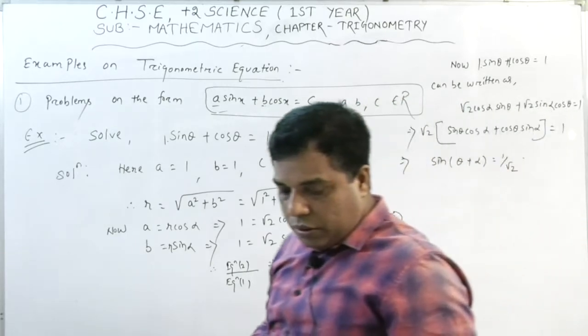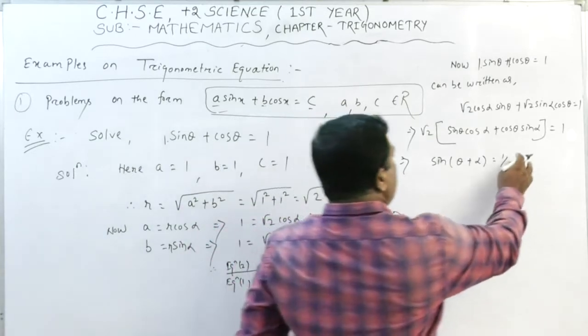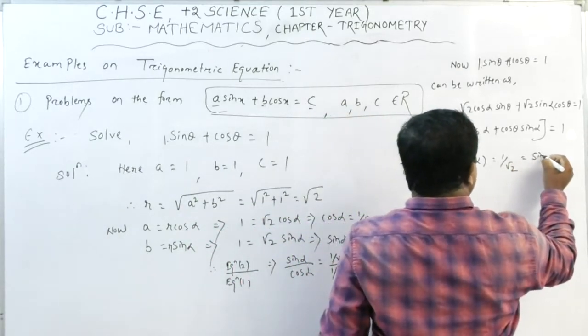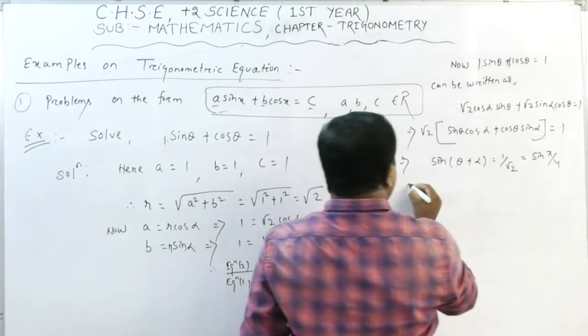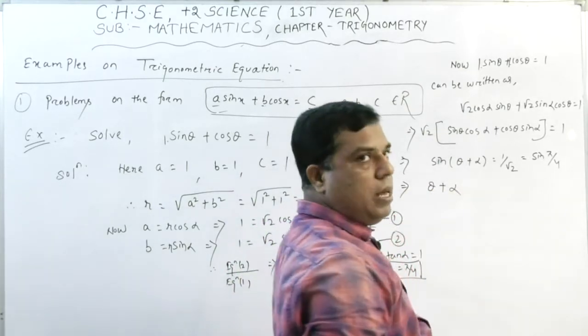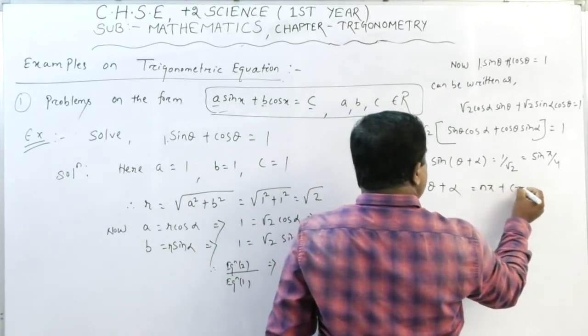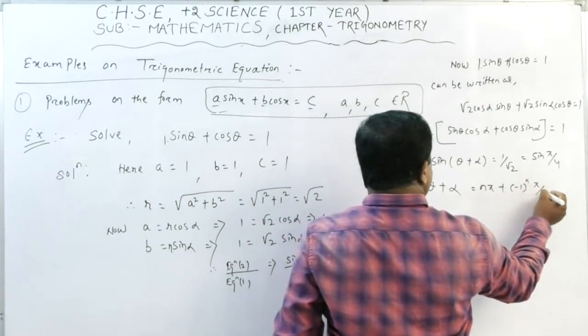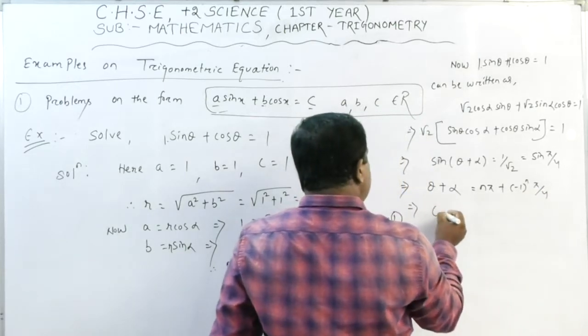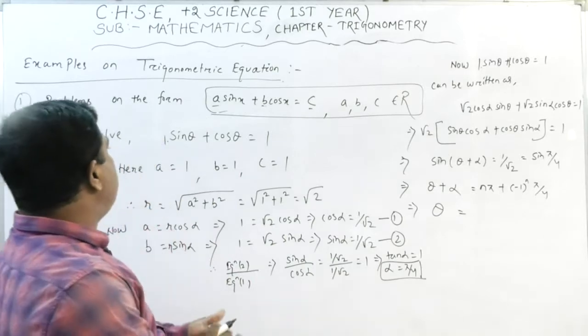Yes or no? That we can say. So which is equal to sin of pi by 4. Or by the general solution, we can say theta plus alpha equals n pi plus minus 1 to the power n pi by 4. Now the final solution, theta, the value solved.